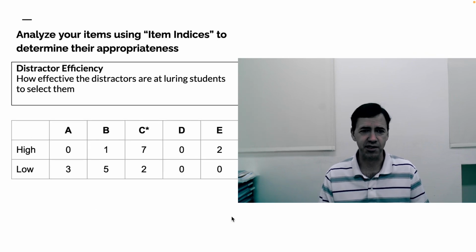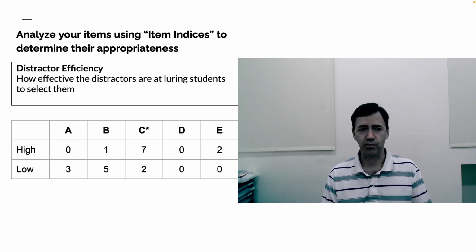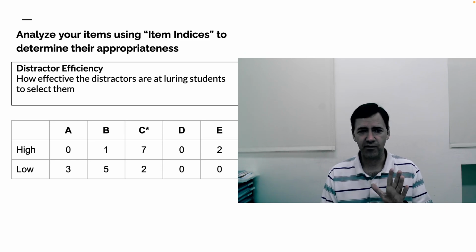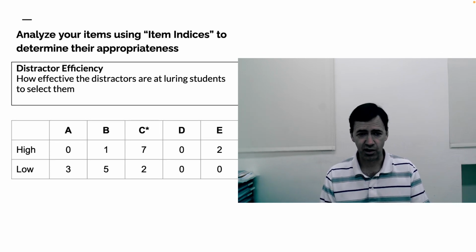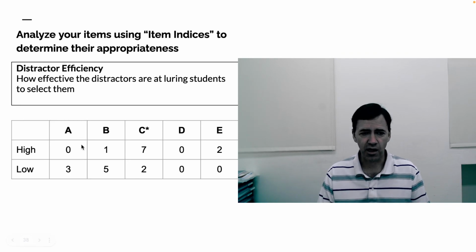Now the third one is called distractor efficiency. This one doesn't have a formula. You just have to use your own common sense and make your own interpretations. So here is another particular item that has 5 different options. Okay, C is the key, the correct answer. So look at option A, option B, option C, option D, and option E. The high level students, none of them chose A, but 3 low level students did.